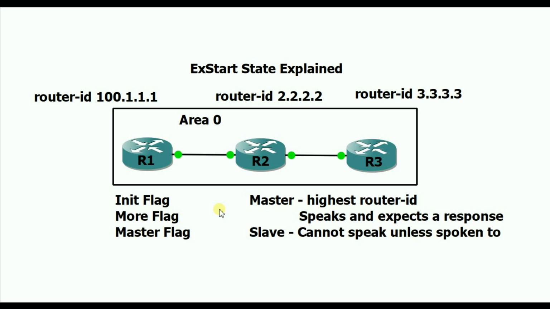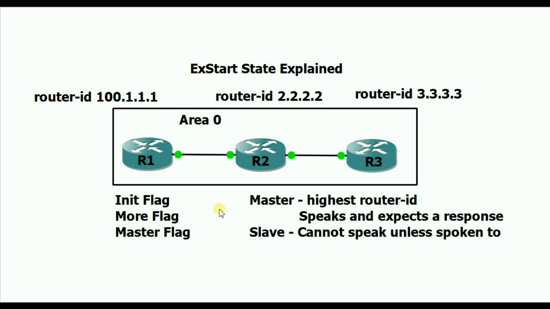Now the slave cannot speak unless spoken to. So every time the master sends a DD packet, the slave needs to respond also with a DD packet. And this goes on when they exchange all the LSA headers in their database. But what happens if the master runs out of LSA headers and doesn't really need to send a DBD or a DD packet to R2, and R2 has a huge, bigger database than R1?